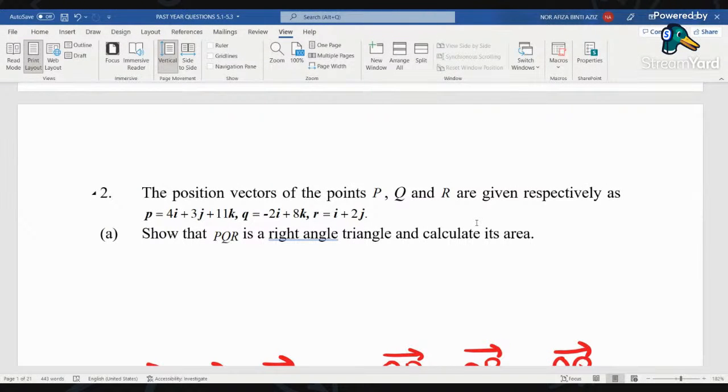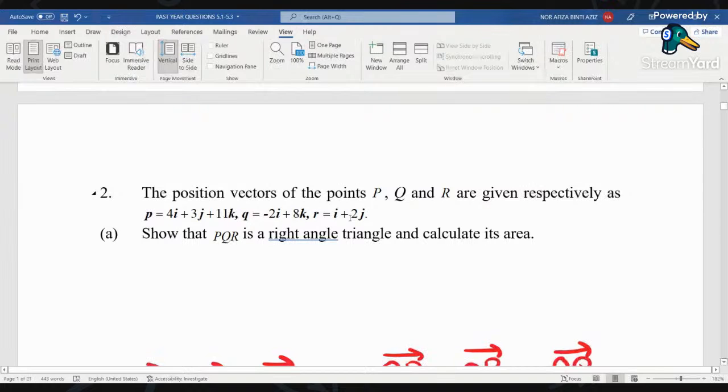For question number 2, we need to show that PQR is a right angle triangle and calculate the area of triangle PQR. Now let's take a look at what information we have been given. In this question, you are given the position vectors for 3 points P, Q and R as follows.